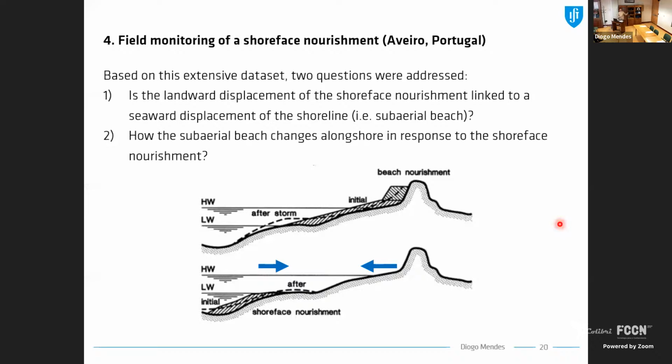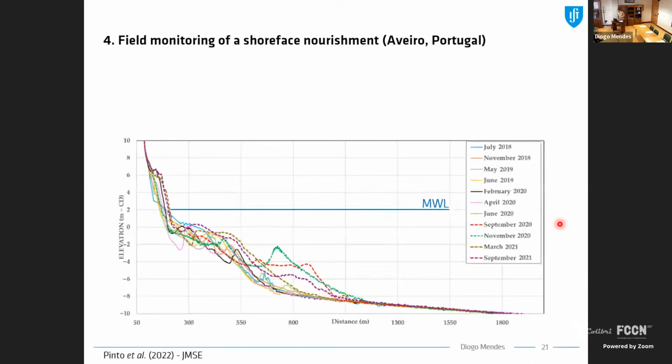The second one is how the subaerial beach changes, so the upper part of the beach along shore, so along the coastal stretch, in response to this shore face nourishment. So this picture shows a topobathymetric profile. So the dry beach is here, the depth of closure is here.